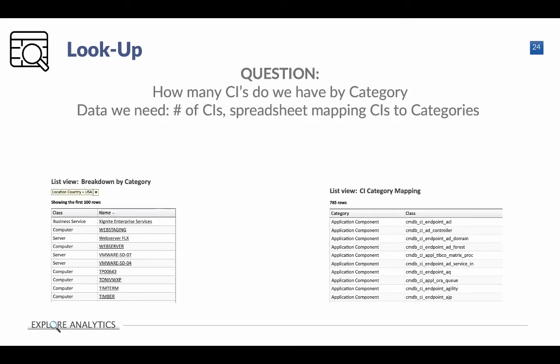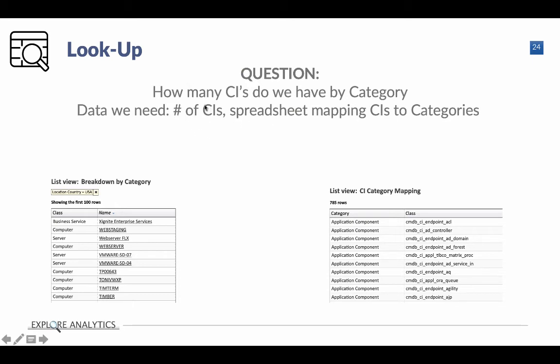So let's suppose we're trying to answer the question of how many CIs do we have by category. Now, out of the box in ServiceNow, there is no category that's associated with CIs. Instead, there are classes, and what we did was we have a spreadsheet that maps the CIs to these categories. So again, this is an example of where you're supplementing the data in ServiceNow to group or to tag information and leverage that in a report.